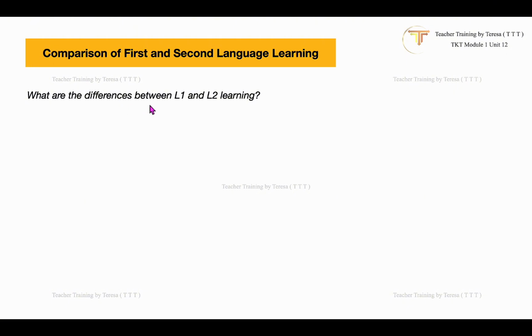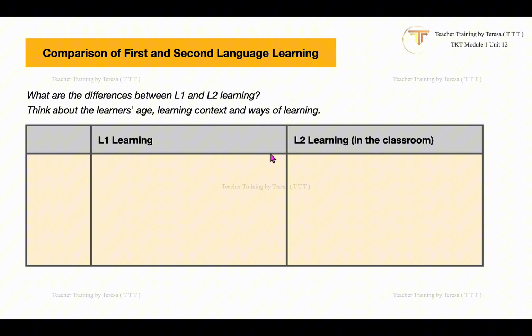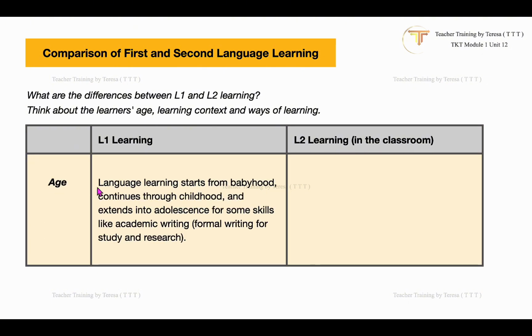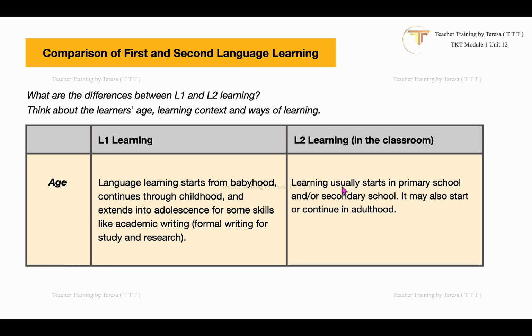What are the differences between L1 and L2 learning? Think about the learner's age, learning context, and ways of learning. L1 learning. L2 learning, in the classroom. Age. Language learning starts from babyhood, continues through childhood, and extends into adolescence for some skills like academic writing, formal writing for study and research. Learning usually starts in primary school and/or secondary school. It may also start or continue in adulthood.